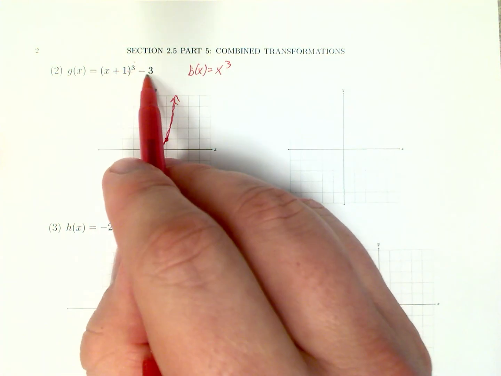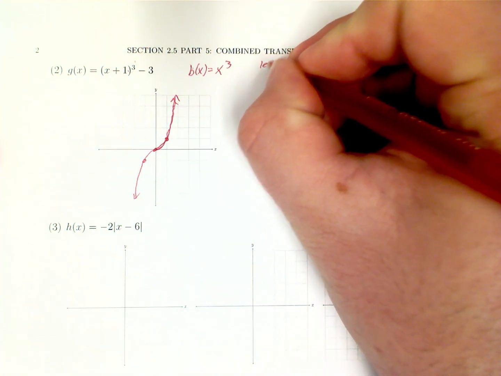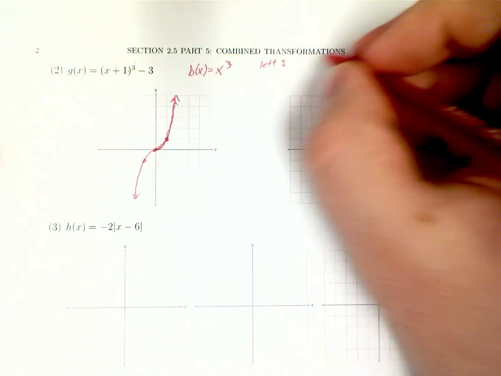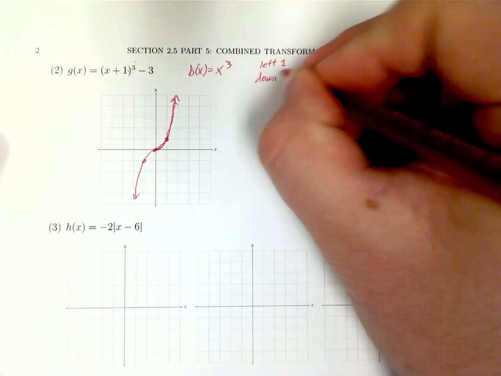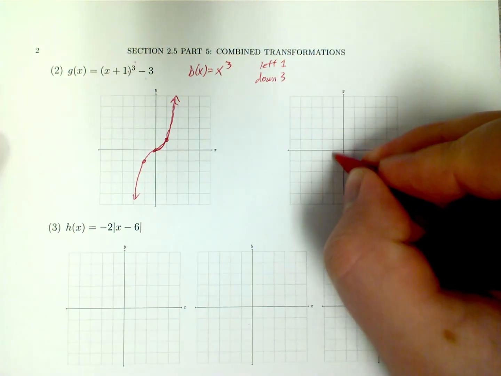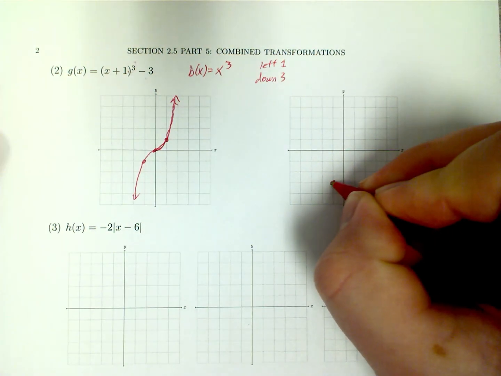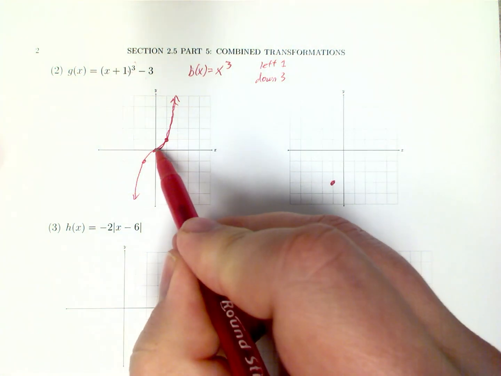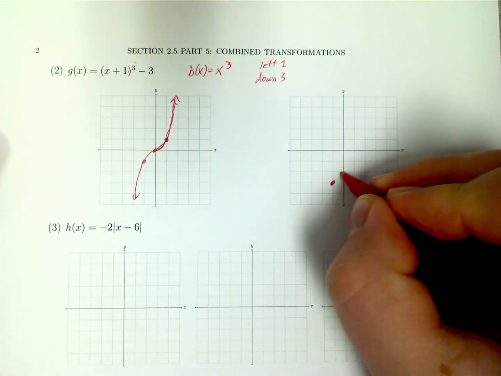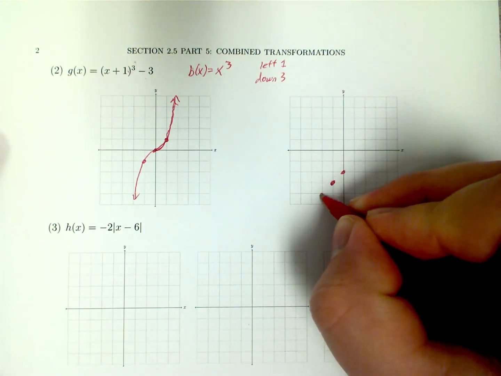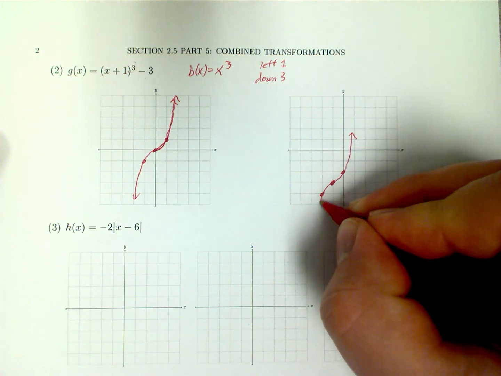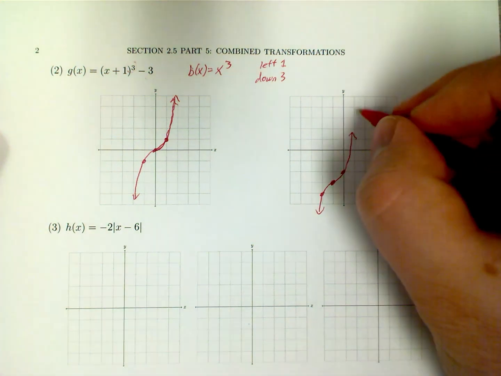And then this plus 1 and this minus 3 means it goes left 1, and minus on the outside is down 3. So 0, 0, left 1, down 3. Left 1, down 3 gives us this. And again, this is a good idea of where to use the base points. So we went right 1, up 1, and left 1, down 1. Right 1, up 1, left 1, down 1. All right, and this is the graph of g.